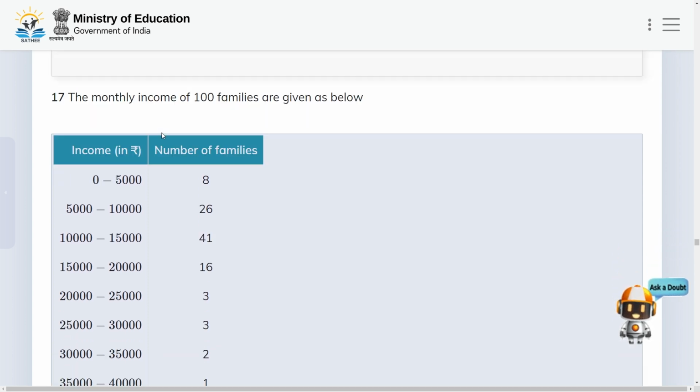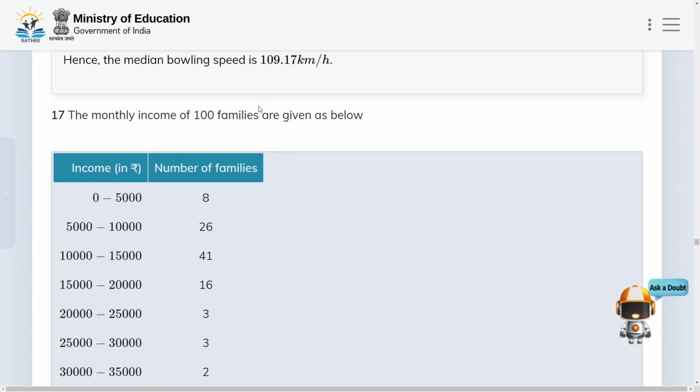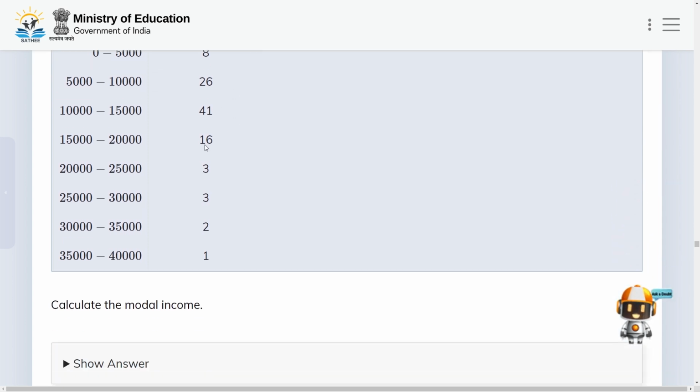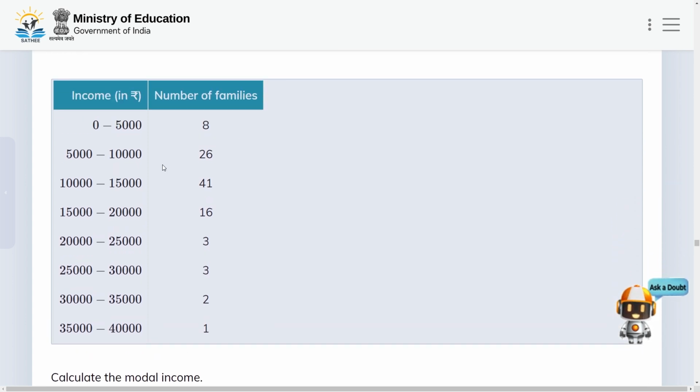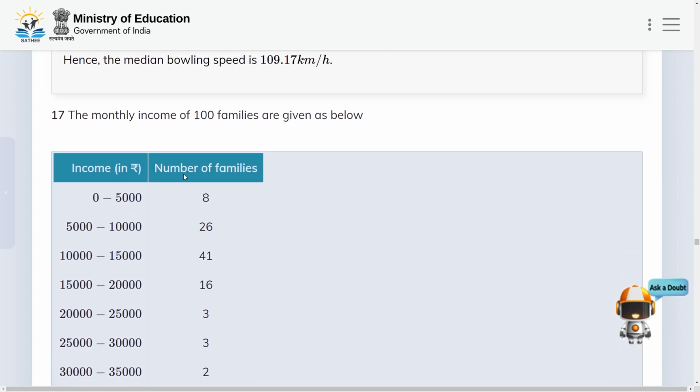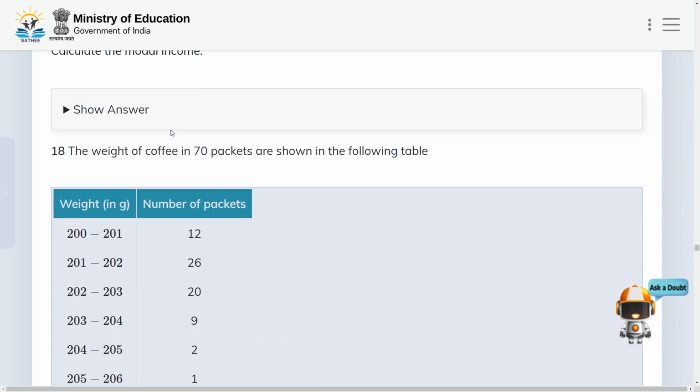In question number 7, the monthly income of 100 families are given as below. This type of question we have solved in our previous slide, so you can check there and you can do it yourself. This question I am giving to you as your homework problem. Now let us move to the next problem, question number 18.